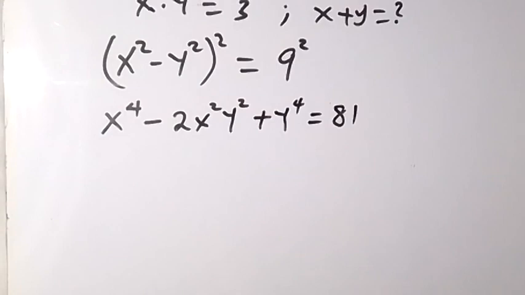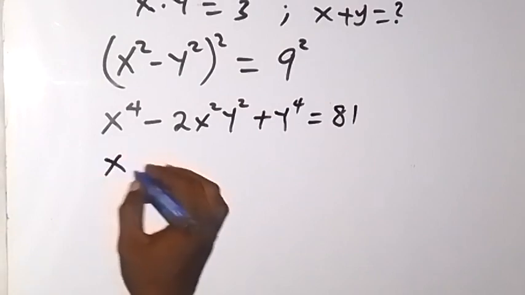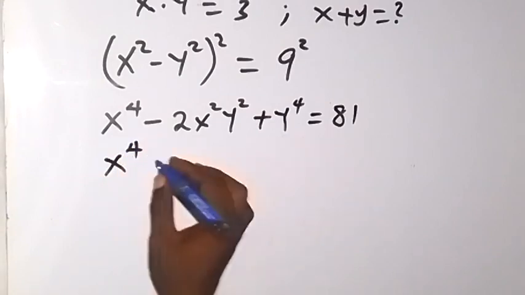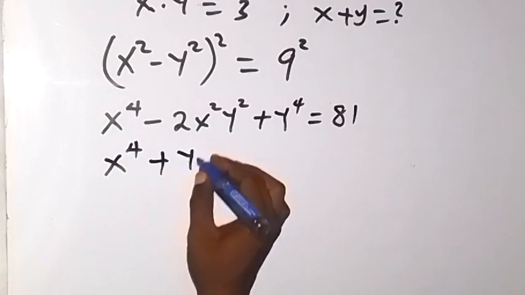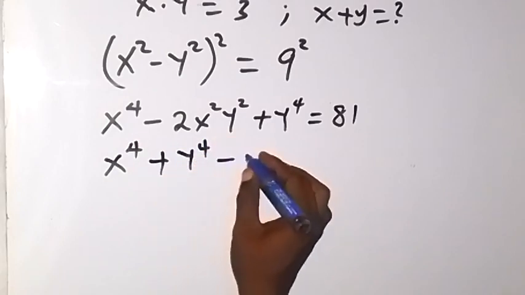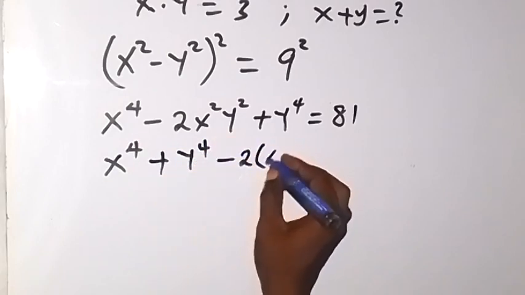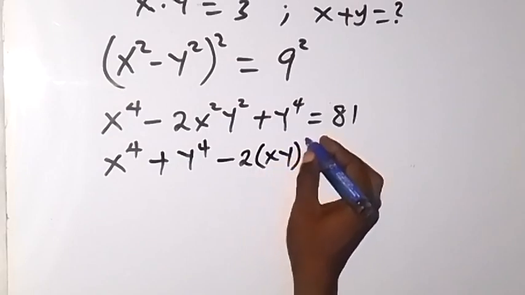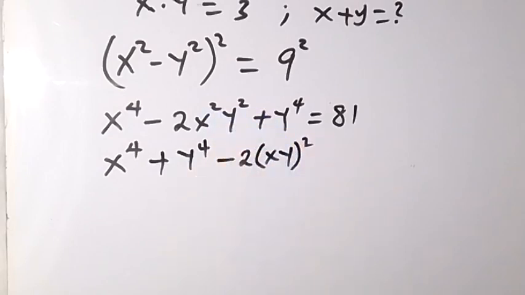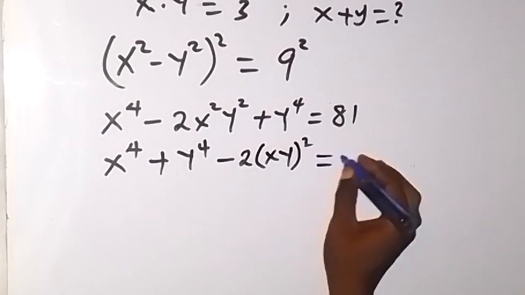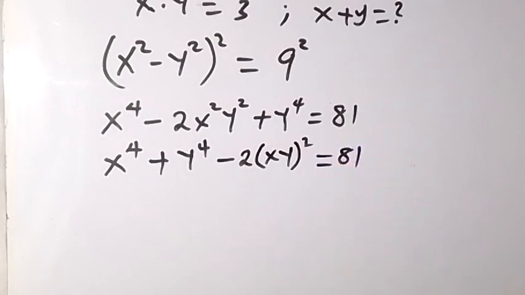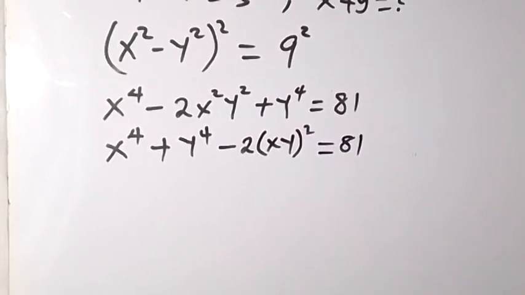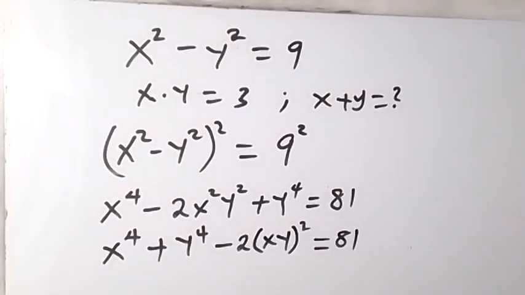And from here we can rearrange and say this will be x raised to power 4 plus y raised to power 4, then minus 2 times (xy) all squared, because of the law of indices, equals 81. And from here we can substitute the value of x times y, because we are given from the question that x times y is 3.